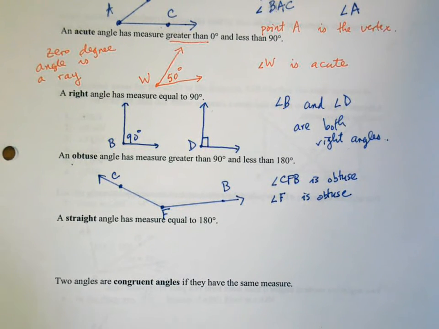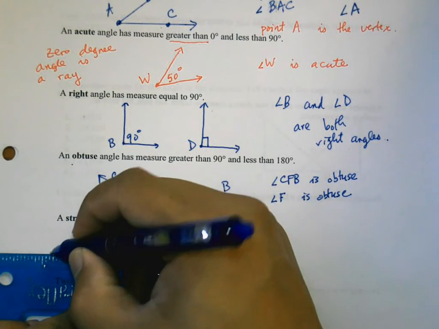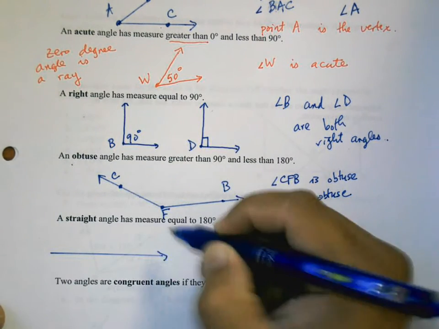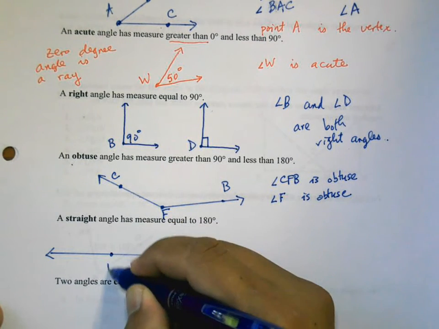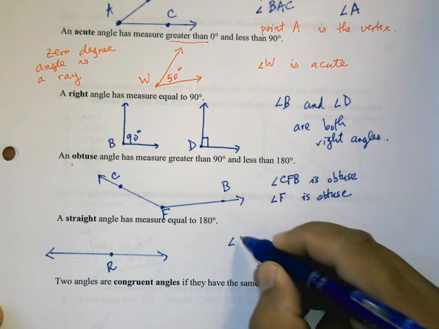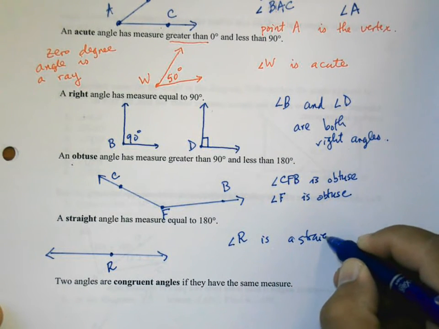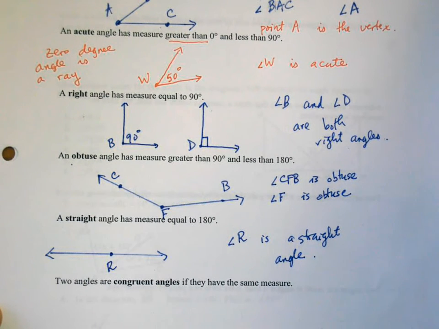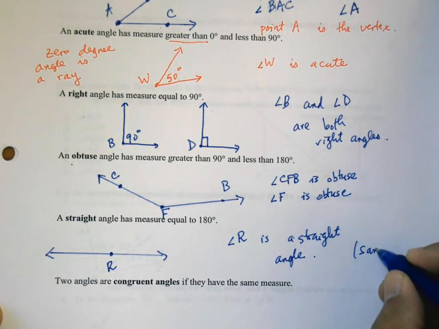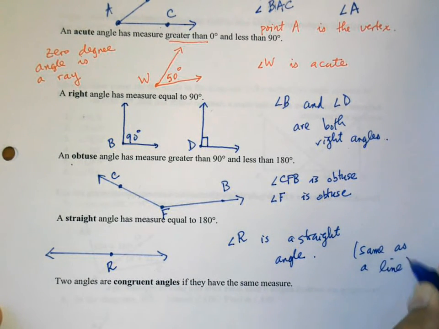A straight angle has measure equal to 180. If it is equal to 180, then it's just a line. So angle R is a straight angle. And this is the same as a line.